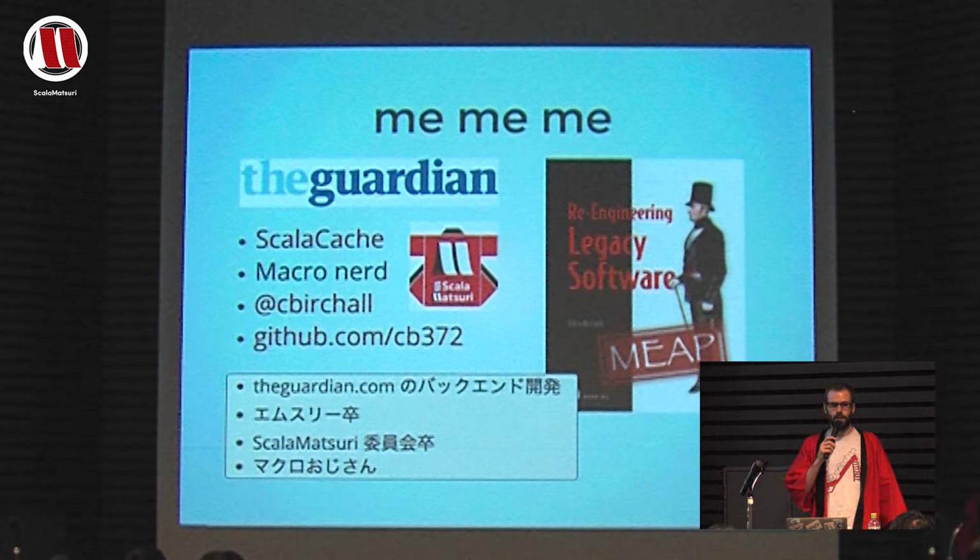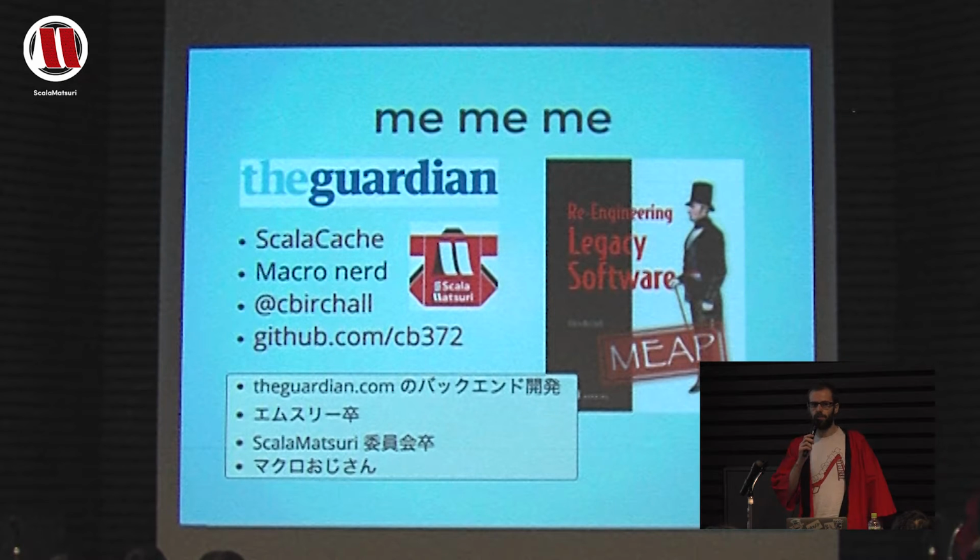First, about me. I work for The Guardian. I work on the back-end APIs that support the website and the mobile apps. I am the creator of the Scala cache library, and as part of writing that, I wrote my first Scala macro, and ever since then I've been quite interested in macros, and as an extension of that I became interested in the compiler and how it works. I used to work here in Tokyo for M3, and I used to be an organizer of ScalaMatsuri, which is why I have the coveted red happi from last year.